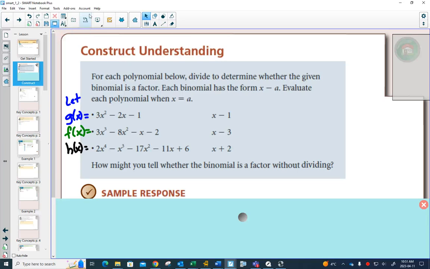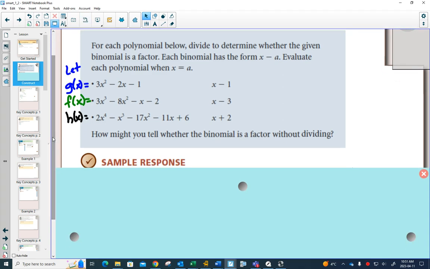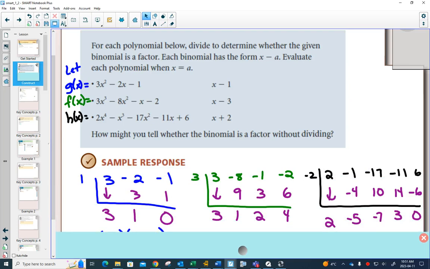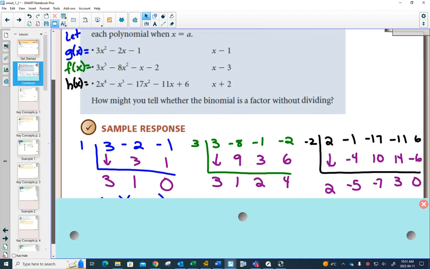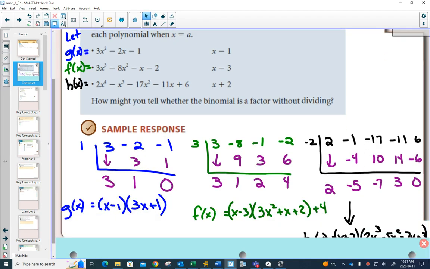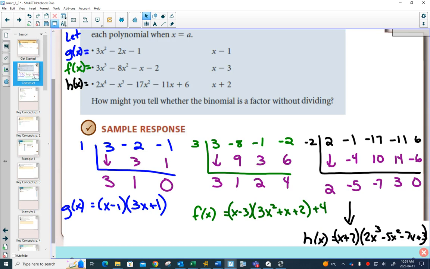And construct the understanding. First of all, I named all of these. I called this one g of x, I called this one f of x, and I called this one h of x. I asked you to do the synthetic division for all three of them. And then once I had the synthetic division for all three of them, I wrote out the division statements for all three as well. And I called them different things because they're different equations.